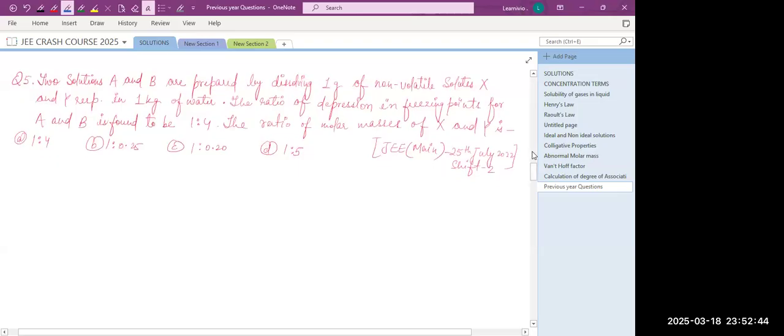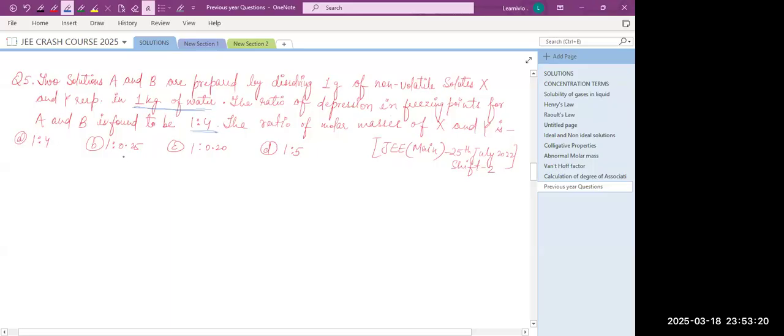Okay. Here's the next question. Question number 5. Two solutions A and B are prepared by dissolving 1 gram of non-volatile solutes X and Y respectively in 1 kg of water. The mass of water is 1 kg. The ratio of depression in freezing points for A and B is found to be 1:4. What will be the ratio of molar masses of X and Y?